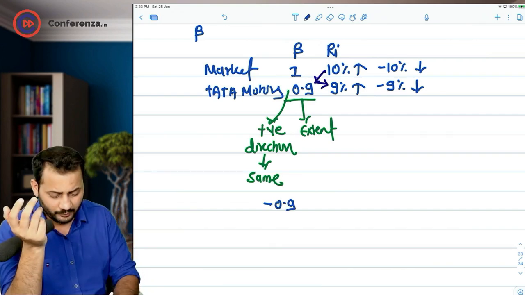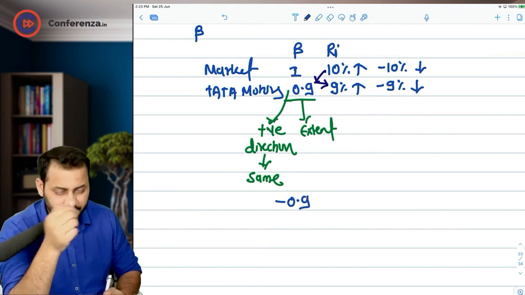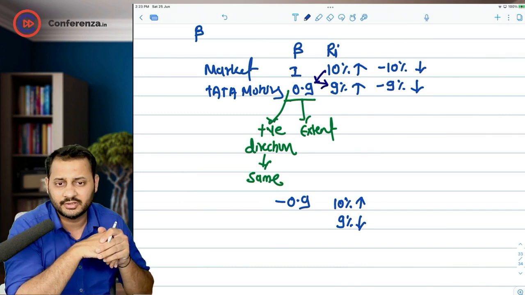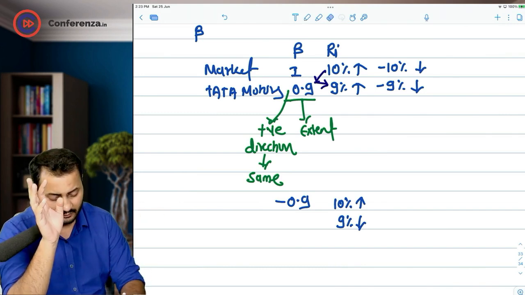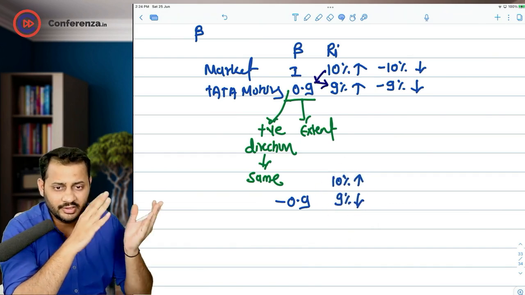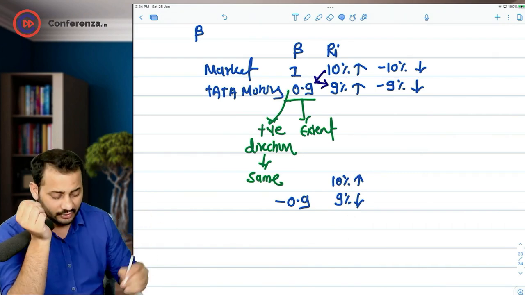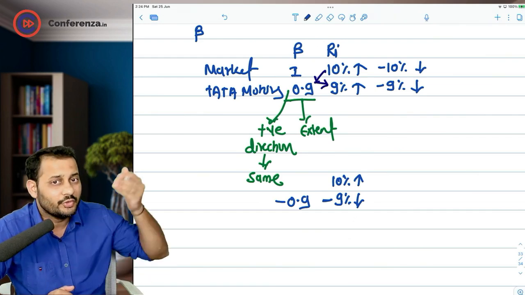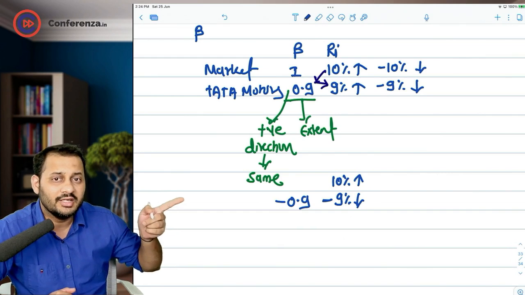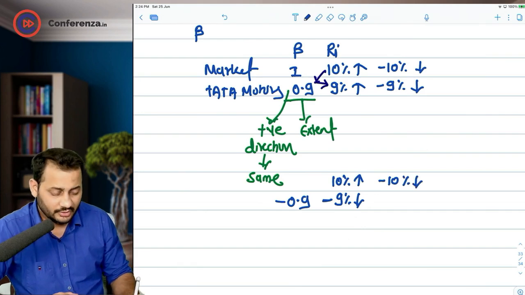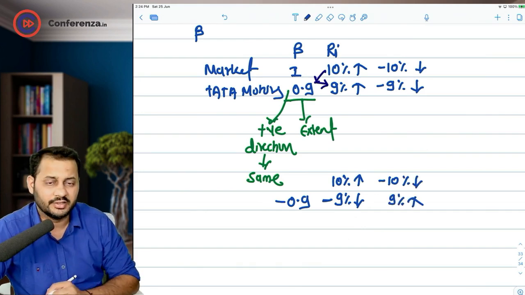Let's take another example of minus 0.9. If the beta is not positive, let's say it is negative, what will happen? If the market gives us a return of 10%, the stock will give a loss of 9%. 10 multiplied by negative 0.9 will give you a return of negative 9%. So the share market is going up and Tata Motors is going down because of the negative beta. Again, if the market goes down, Tata Motors will go up in that case.